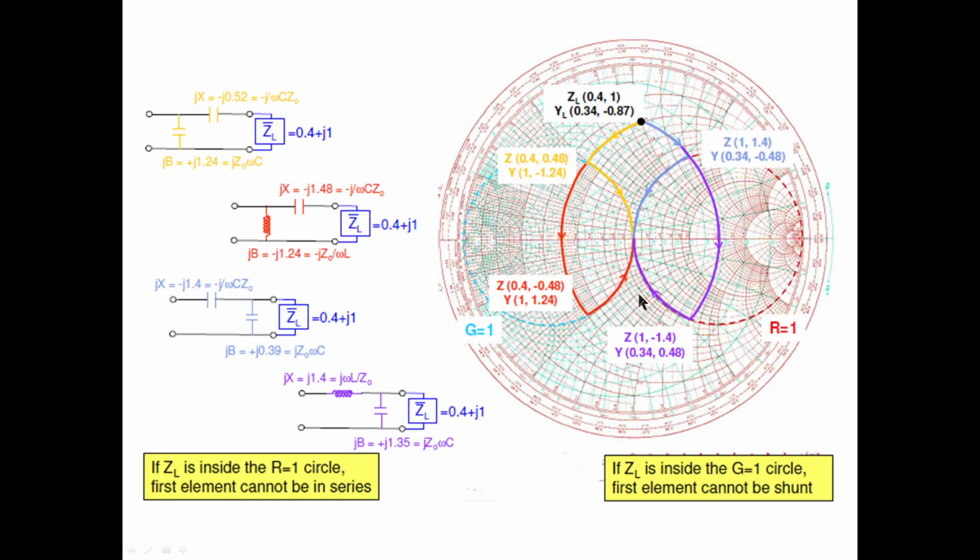It gives another solution. This is a capacitor in series, and this is an inductor in shunt. That is a third one here. See the color, this color, this component color here. Okay, so four solutions are there.